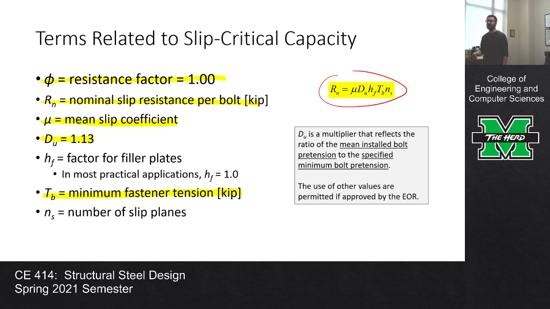It is a multiplier that reflects the mean installed bolt pretension to the specified minimum, what you get in the field versus what you're specifying. Now, you can change that value if you want, as long as it's approved by the EOR.